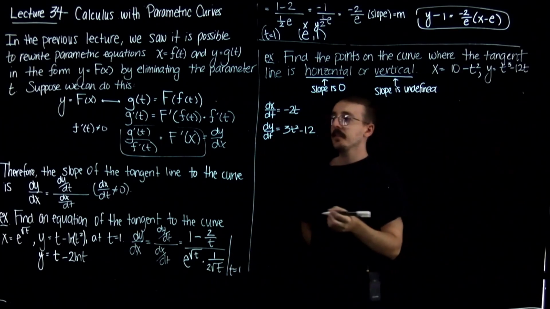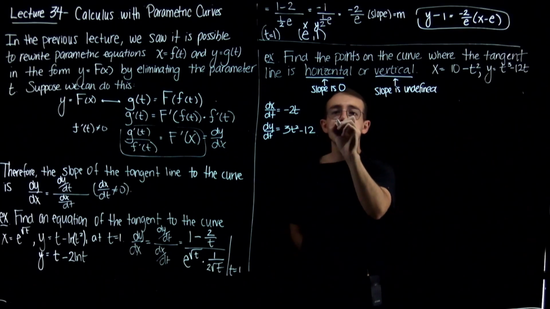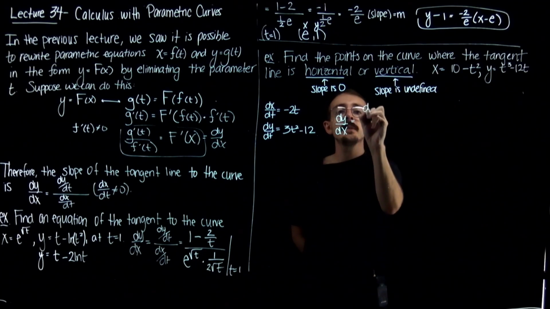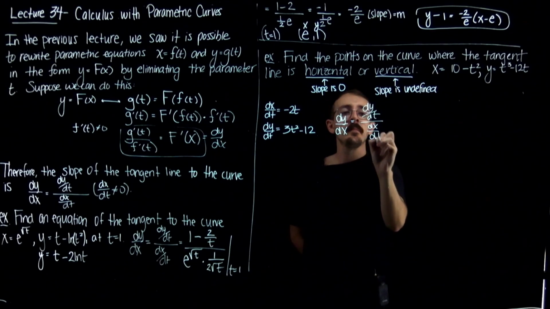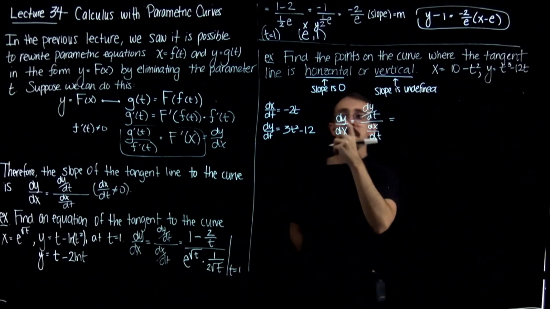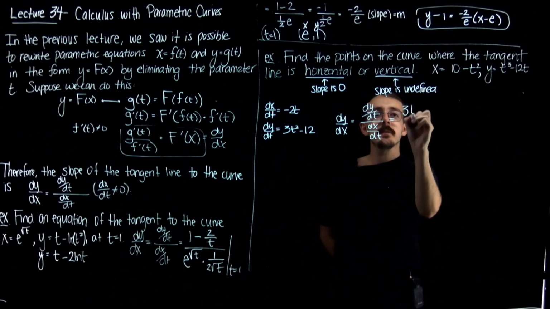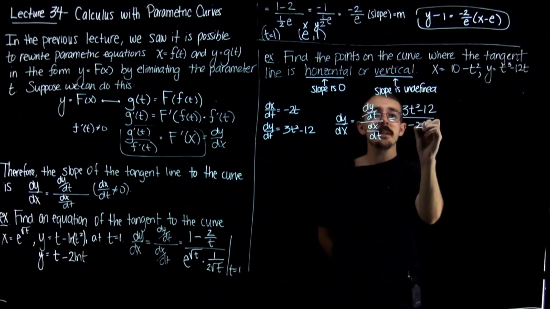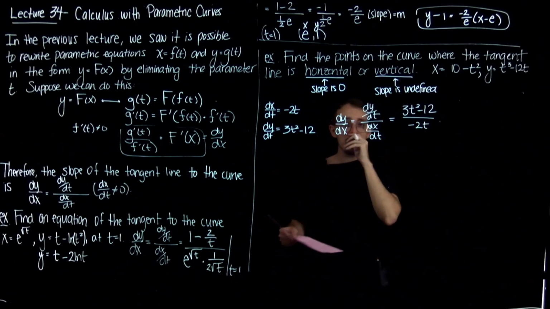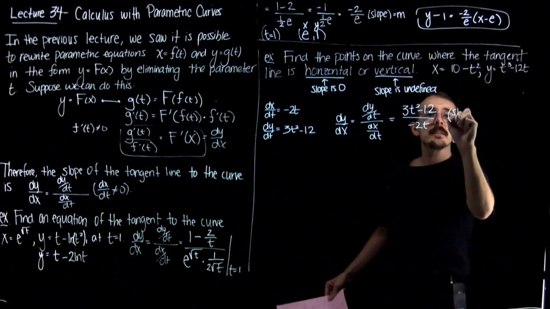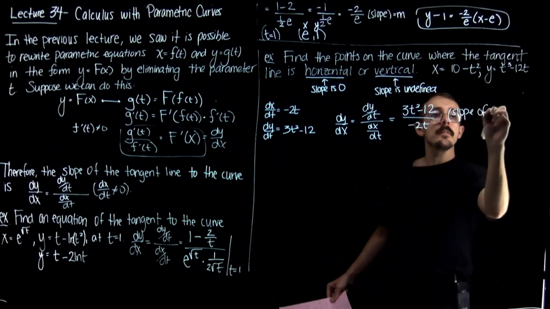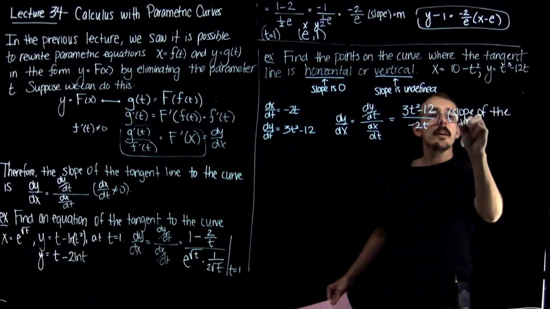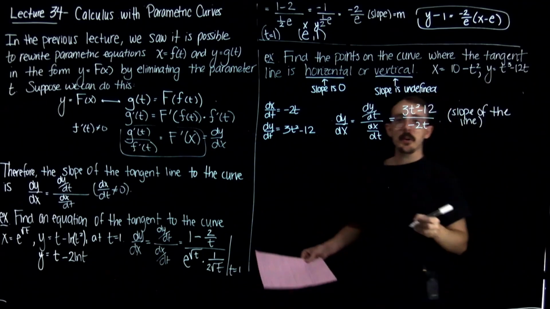And now I'd like to build the formula for the slope. So the slope formula, dy/dx, is dy/dt over dx/dt. And then what's that equal to? Well, dy/dt is 3t squared minus 12. dx/dt is negative 2t. So that's the equation. This is the slope of the tangent line to that curve right here, to this parametric curve.